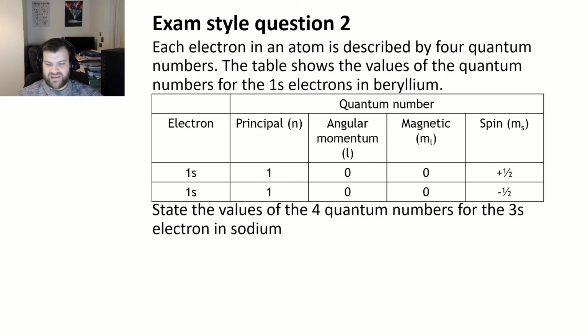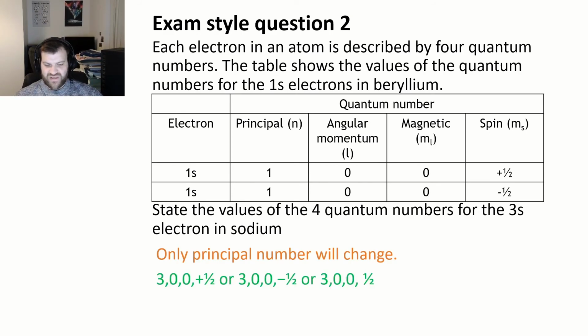In another part, they give us the quantum numbers for the 1s electrons in beryllium, and they want you to state the 4 quantum numbers for the s electron in sodium. We have still got an s orbital, and the only thing that will be different is our principal number will change. This means we can have either 3, 0, 0, positive a half, or 3, 0, 0, negative a half.